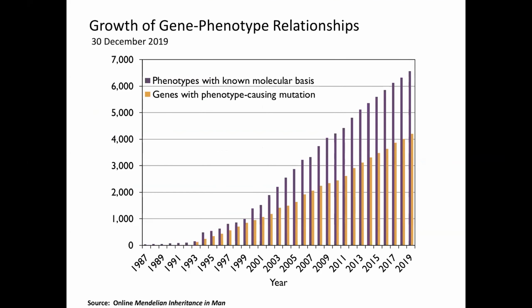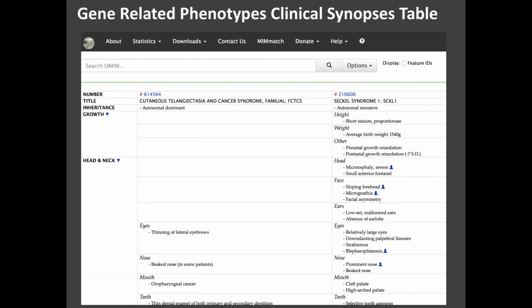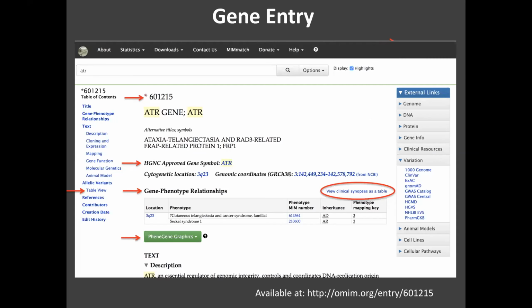We also catalog the growth of gene-phenotype relationships. This is data through the end of 2019, and you can see that it's continuing to grow, and it's growing rapidly. And some of the results are not nearly as clean as the beautiful data that Hugo just showed you. In a gene entry, we have standard information, and you can view the clinical synopses of the phenotypes associated with that gene as a table, which is what that shows you, and go through them.